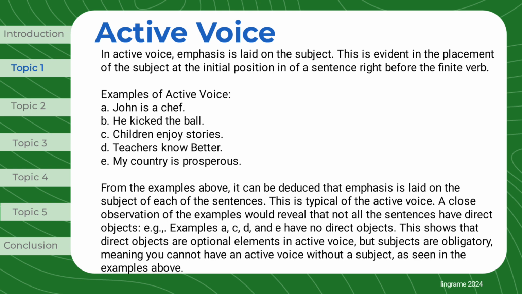A close observation of the examples would reveal that not all the sentences have direct objects. For example, examples A, C, D, and E have no direct objects. This shows that direct objects are optional elements in active voice, but subjects are obligatory, meaning you cannot have an active voice without a subject, as seen in the examples above.